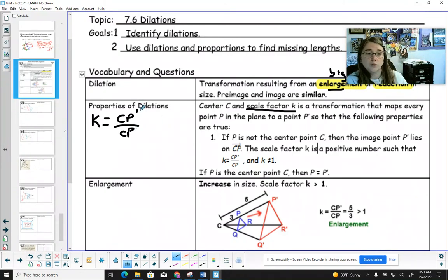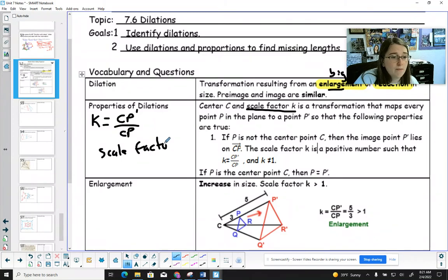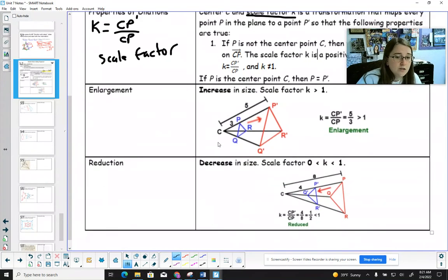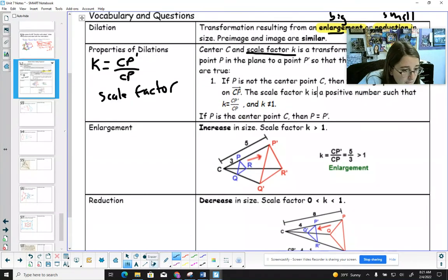So you're going to have to pay attention to which one has the prime, that goes on top. Whatever doesn't have the prime, that goes on bottom. Then this is, again, our scale factor. This is basically what we multiply with to, again, get from one shape to the next. So how we know if it's an enlargement or reduction based off the scale factor.